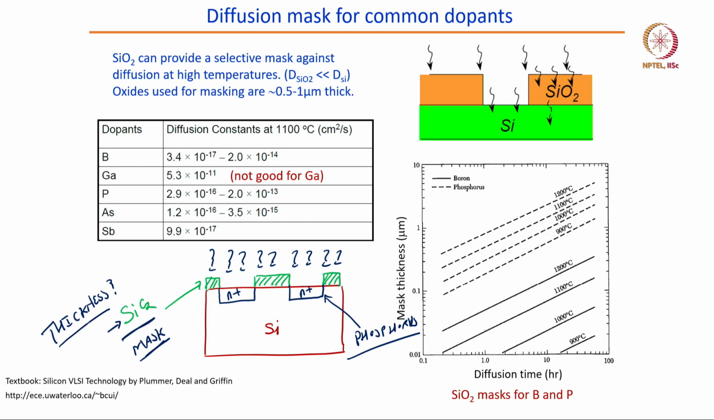Now, the question is, what should be the thickness of the silicon dioxide? To understand the thickness of silicon dioxide needed for phosphorus or boron, we can see this particular plot. Here you can see that it depends on the diffusion time, how long you are diffusing the dopant into the silicon, and the temperature of the diffusion, from 900 degrees centigrade all the way to 1200 degrees centigrade. There are two diffusion techniques: pre-deposition and drive in.